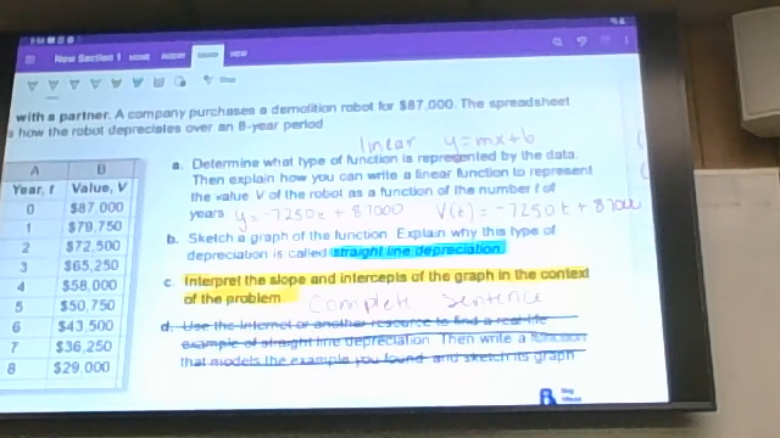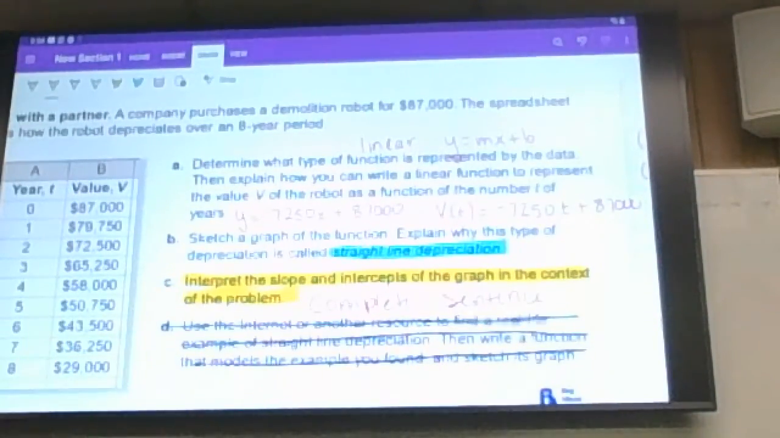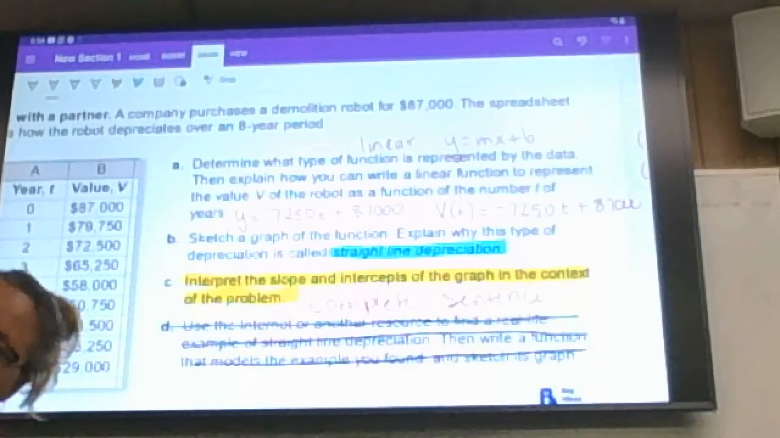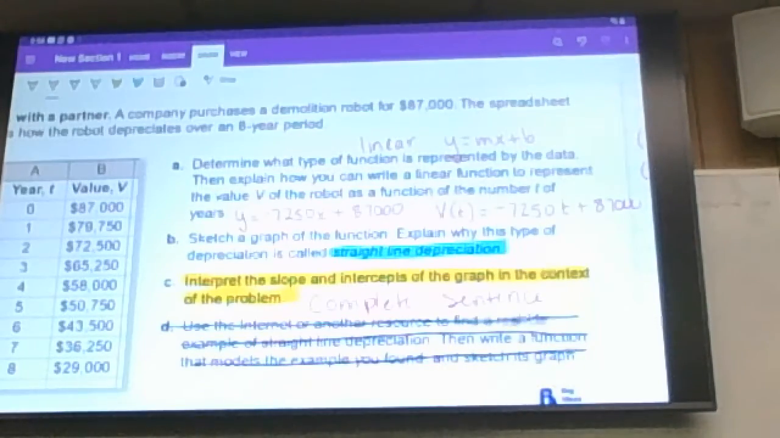The x-intercept. We don't know yet. We haven't calculated it. What's the x-intercept? So if you continue the data, you can continue the table or continue your graph. What's the x-intercept? Where does our data hit the x-axis?